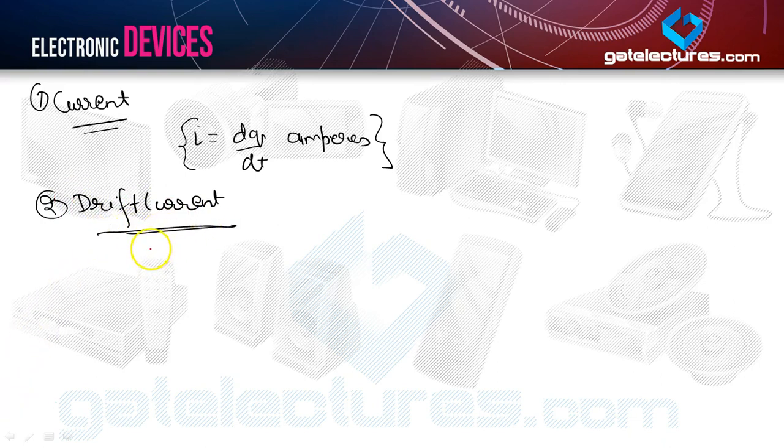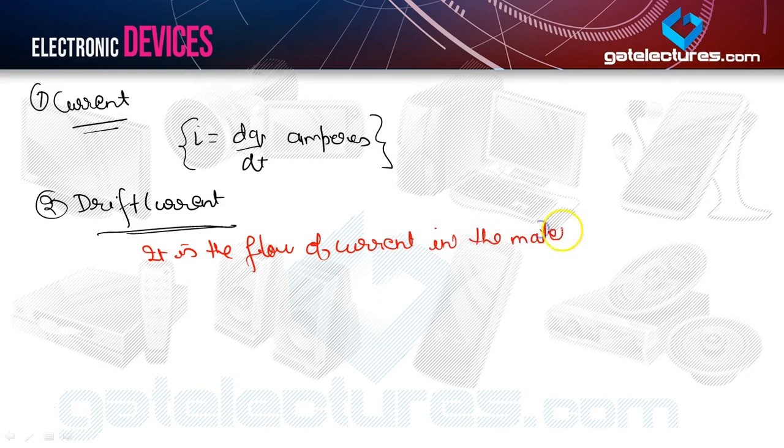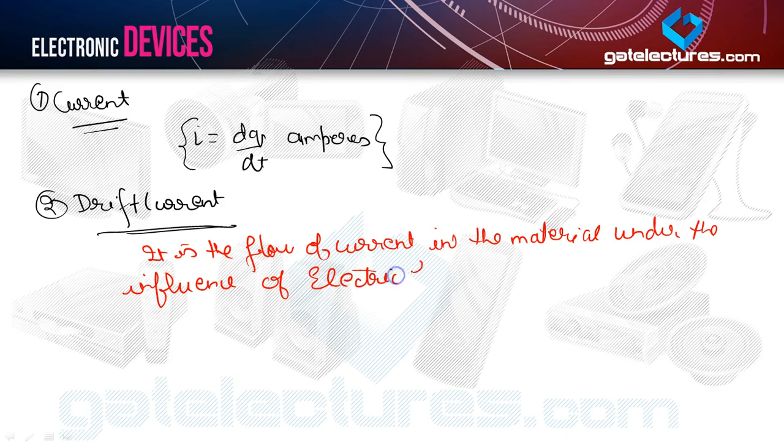So drift current is defined as the flow of the current in the material or device under the influence of the electric field intensity. So whenever there is a presence of the electric field intensity, the drifting of charge carriers results in drift current. So it is the flow of current in the material under the influence of electric field intensity. So do not confuse drift current with the diffusion current.